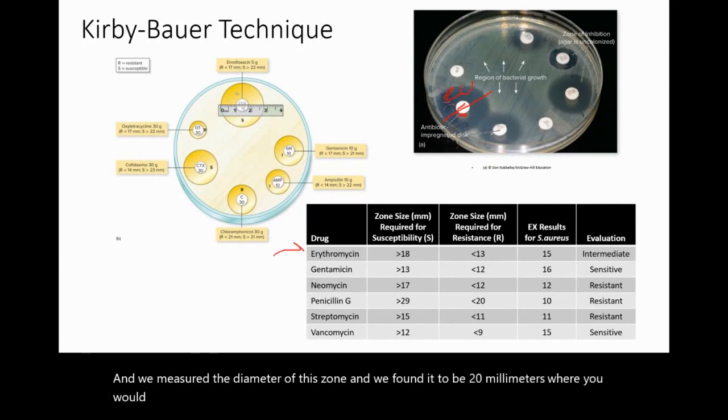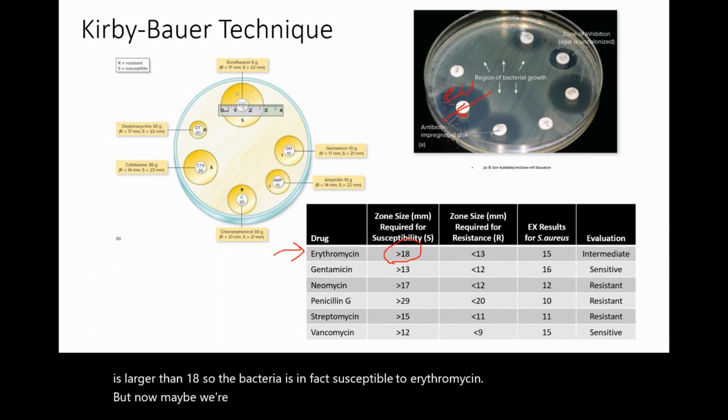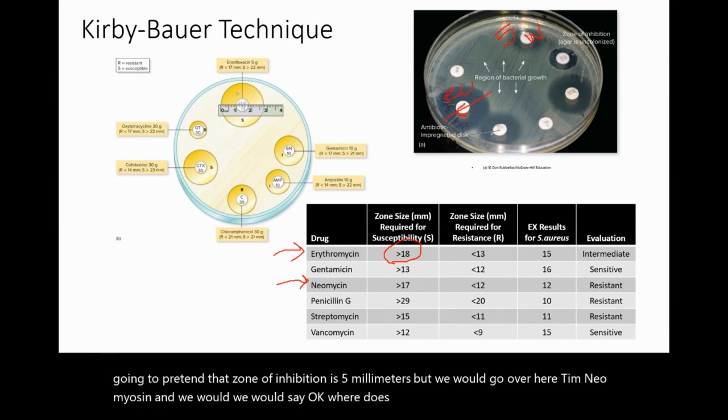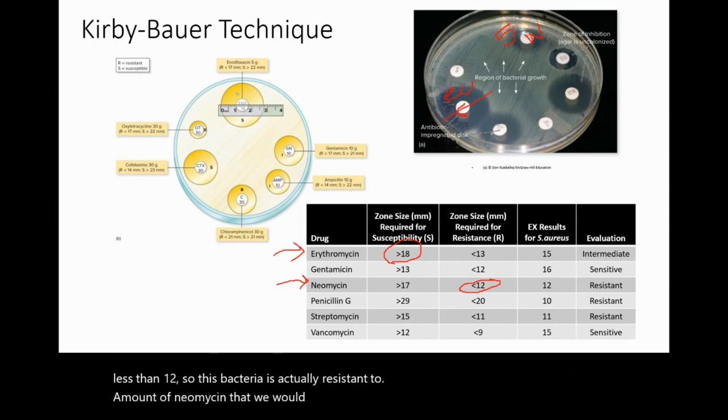Well, you would look right here where it says erythromycin. We would say, okay, we have 20 millimeters. Well, that is larger than 18, so the bacteria is in fact susceptible to erythromycin. But now maybe we're looking over here, and let's pretend this one is neomycin. And we're going to pretend that zone of inhibition is 5 millimeters. Well, we would go over here to neomycin, and we would say, okay, where does 5 fall into play? Well, 5 is going to be less than 12, so this bacteria is actually resistant to the amount of neomycin that we would give to a patient.